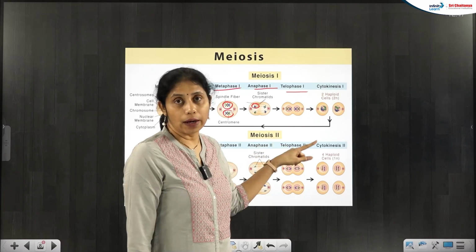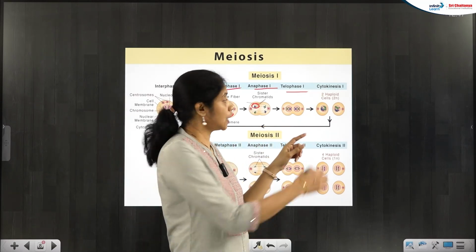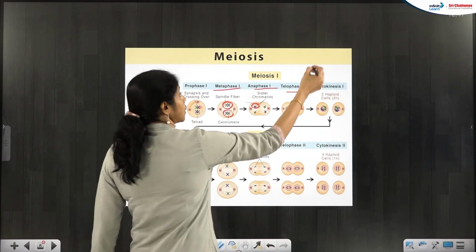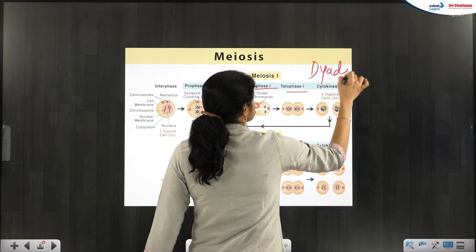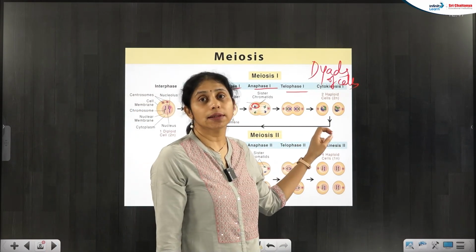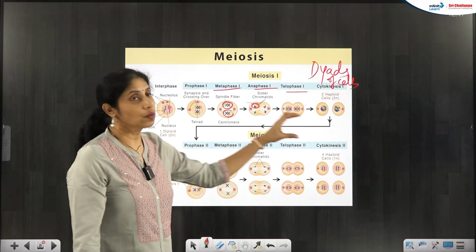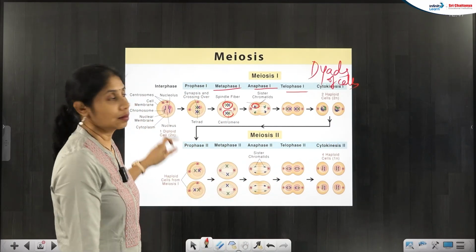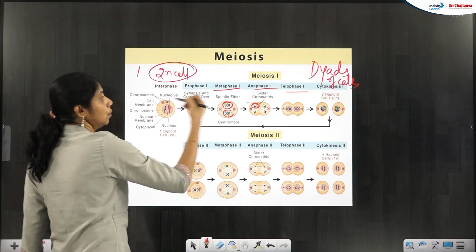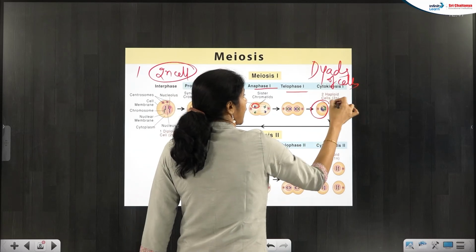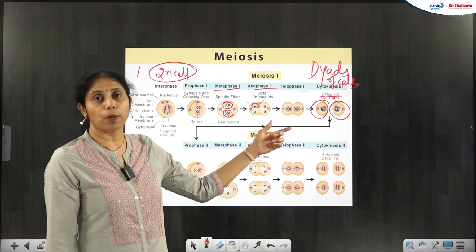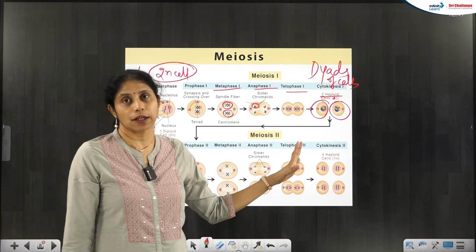Now the cytokinesis will happen, the cytoplasm will divide into 2, and it results in the formation of 2 daughter cells, and these 2 daughter cells are called dyads of cells, formed by the end of cytokinesis 1. So in meiosis 1 particularly, one diploid cell is getting converted into two daughter cells which are haploid. Two haploid cells are formed, and they are called dyads of cells.